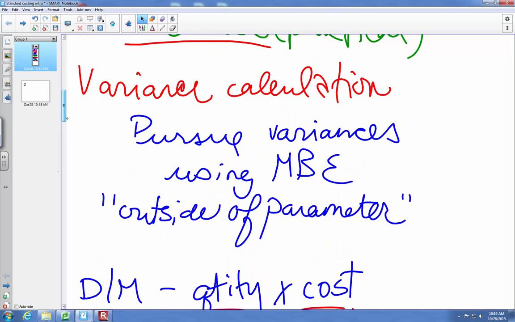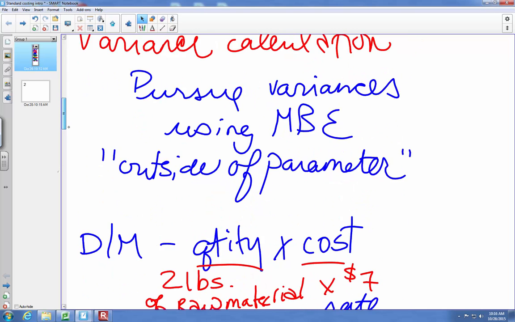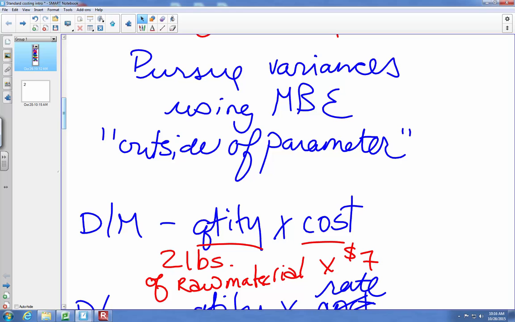Okay, variance calculations. What's MBE again? Management by exception. I only look at variances that are outside of acceptable parameters. 2-3%, probably not going to worry about it. My company might decide 10% is fine. Okay, so I only look at things outside the parameters.